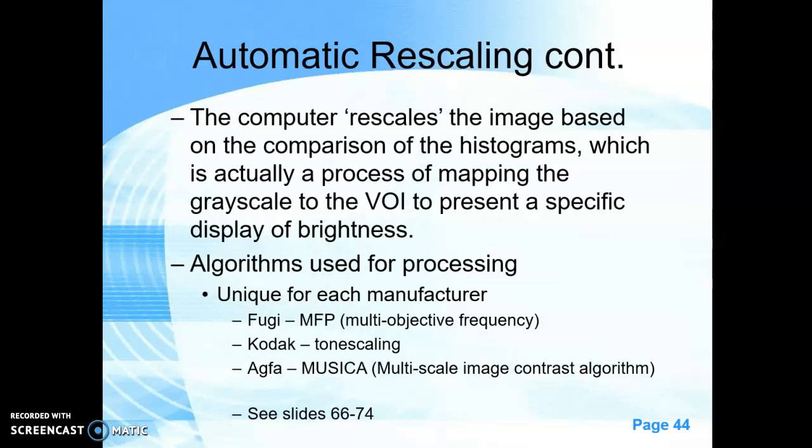Now, each manufacturer is going to use a little bit different naming or way to manufacture this algorithm. So Fuji uses something called EDR, Kodak uses something called tone scaling, and Agfa uses something called MUSICA. This will be talked about a little bit more in the third segment of this PowerPoint for Chapter 3.